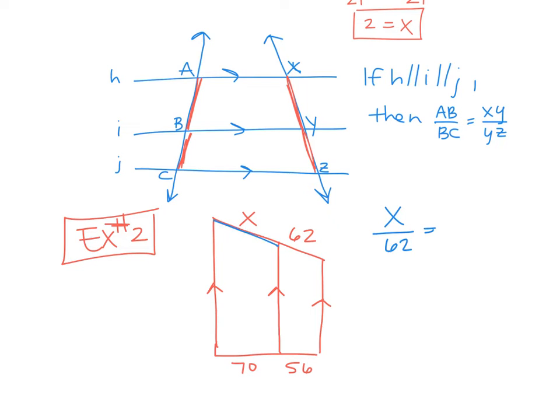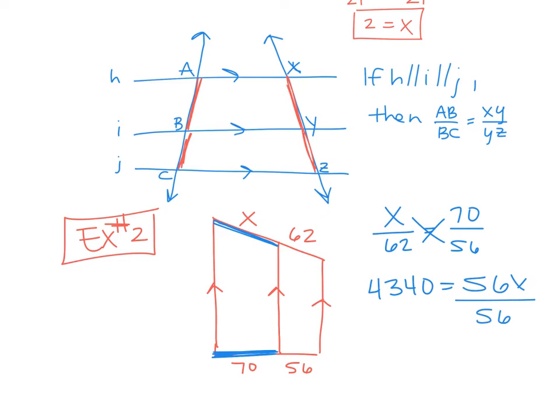70. So because I started here, then down here, I have to start here. Okay, so x over 62 should be 70 over 56. And then you would cross multiply that. So 70 times 62 is 4,340. And that's going to equal 56x. So we're going to divide by 56. And that comes out to 77.5.